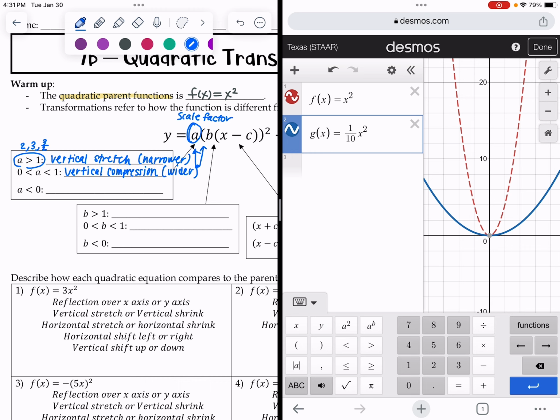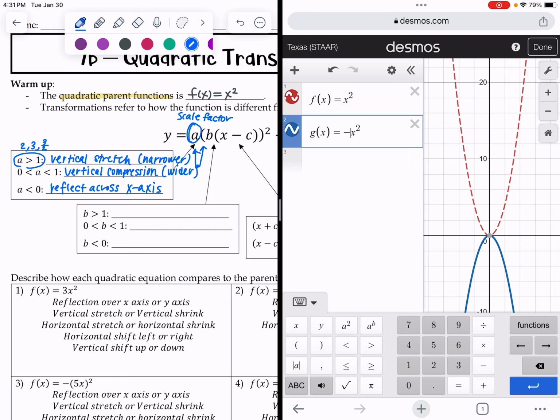Okay, and then if we start putting negatives on these scale factors, whether it's a fraction, whether it's a whole number, it becomes upside down. And so it doesn't matter what the scale factor is. I don't even have to have a scale factor. If I have a negative there, it's going to reflect it. Reflect across the x-axis, because if you reflect it across the y-axis, you're not going to see a change.